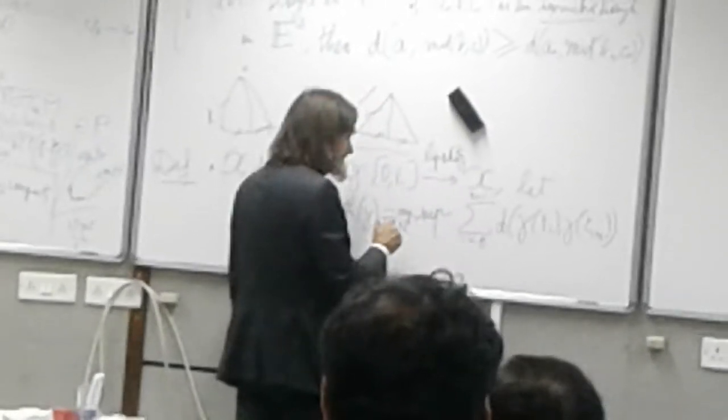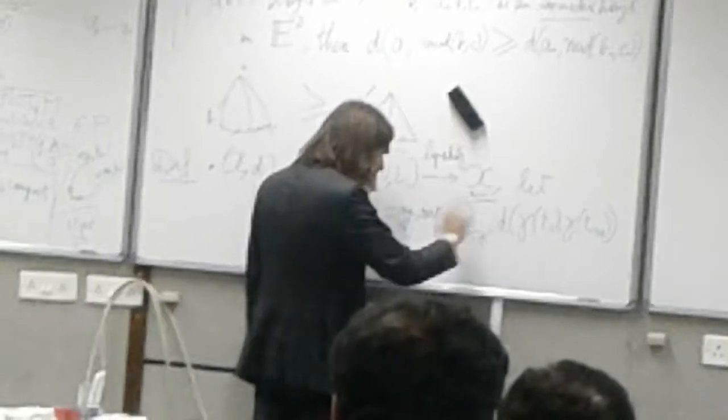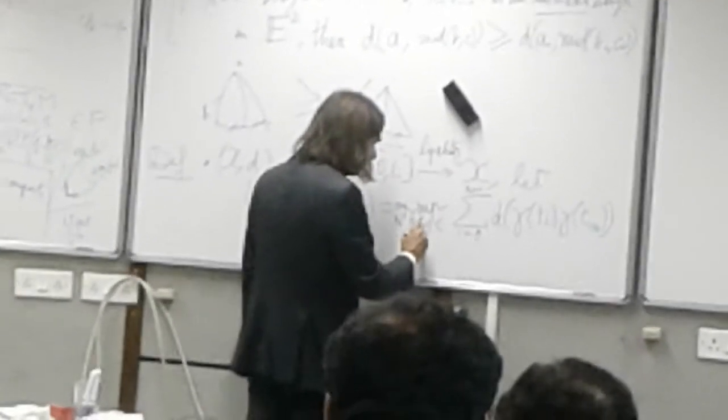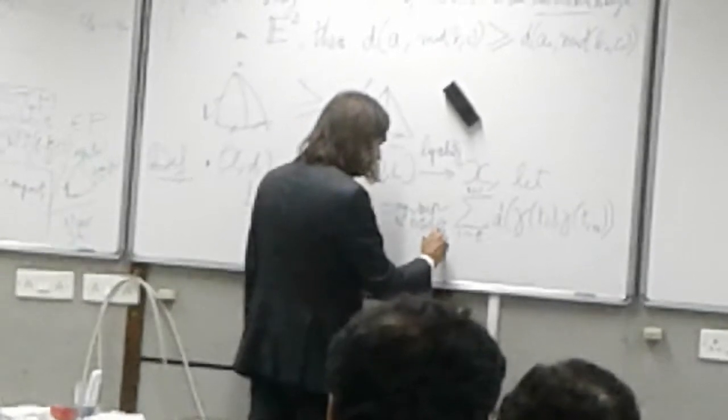First way is to say that it will be the supremum of the sum of distances from gamma of t_i to gamma of t_{i+1}, i going from 0 to n minus 1, supremum over n and over all possible partitions 0, t1, etc., tn with t0 equal 0 and tn equal 1.